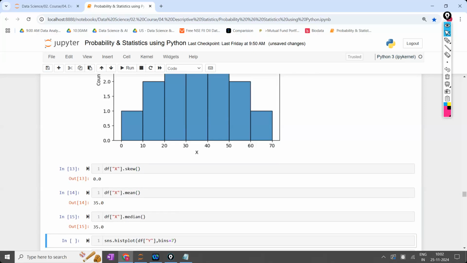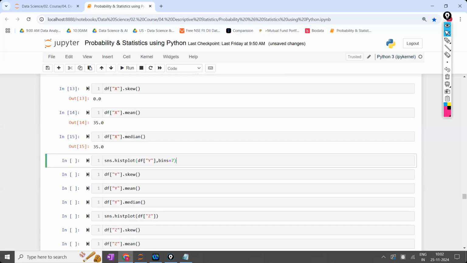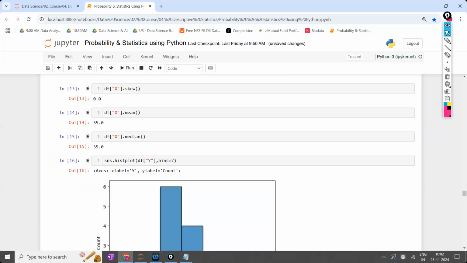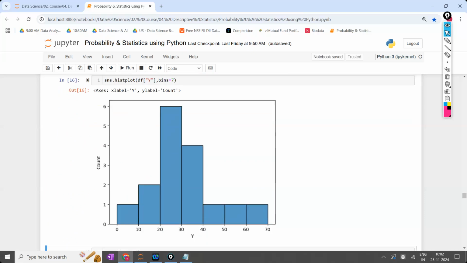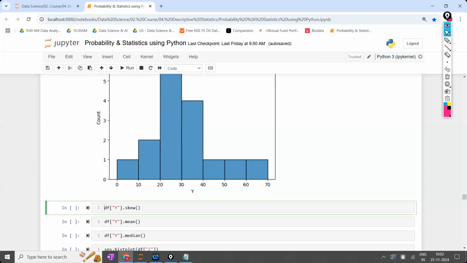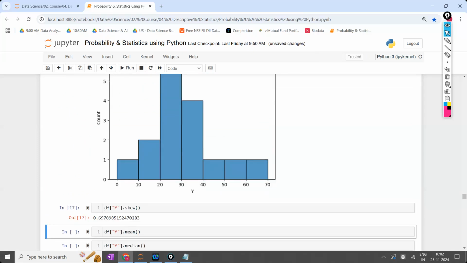Right? So for the X column, I have shown you the histogram, the skewness, and the mean and median. Now, the Y column. For the Y column, option number 1, which is the histogram. From the histogram, it is clearly saying that it is right skewed. On the right side, there are more values. Right skewed. From the skewness also, 0.69, it is positive, which is right skewed.